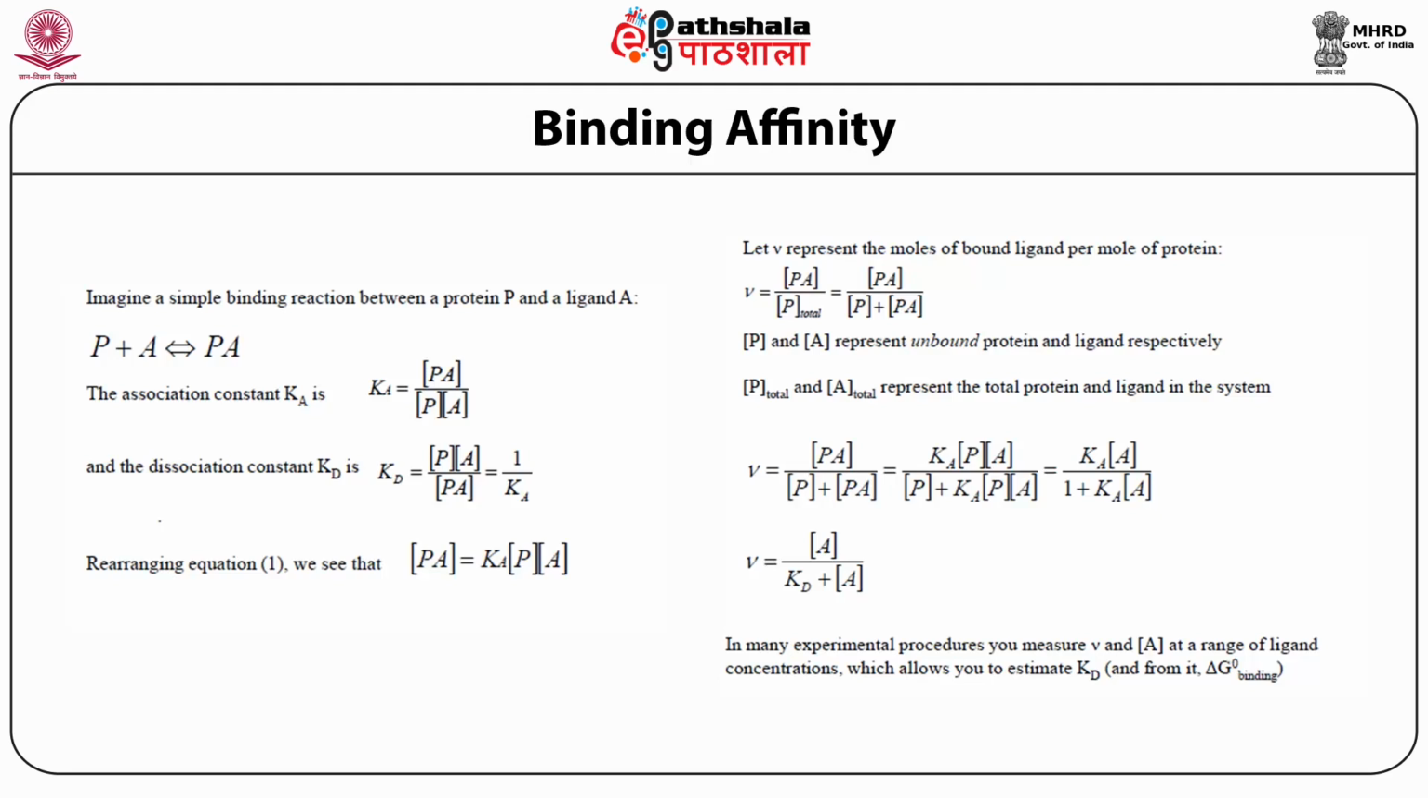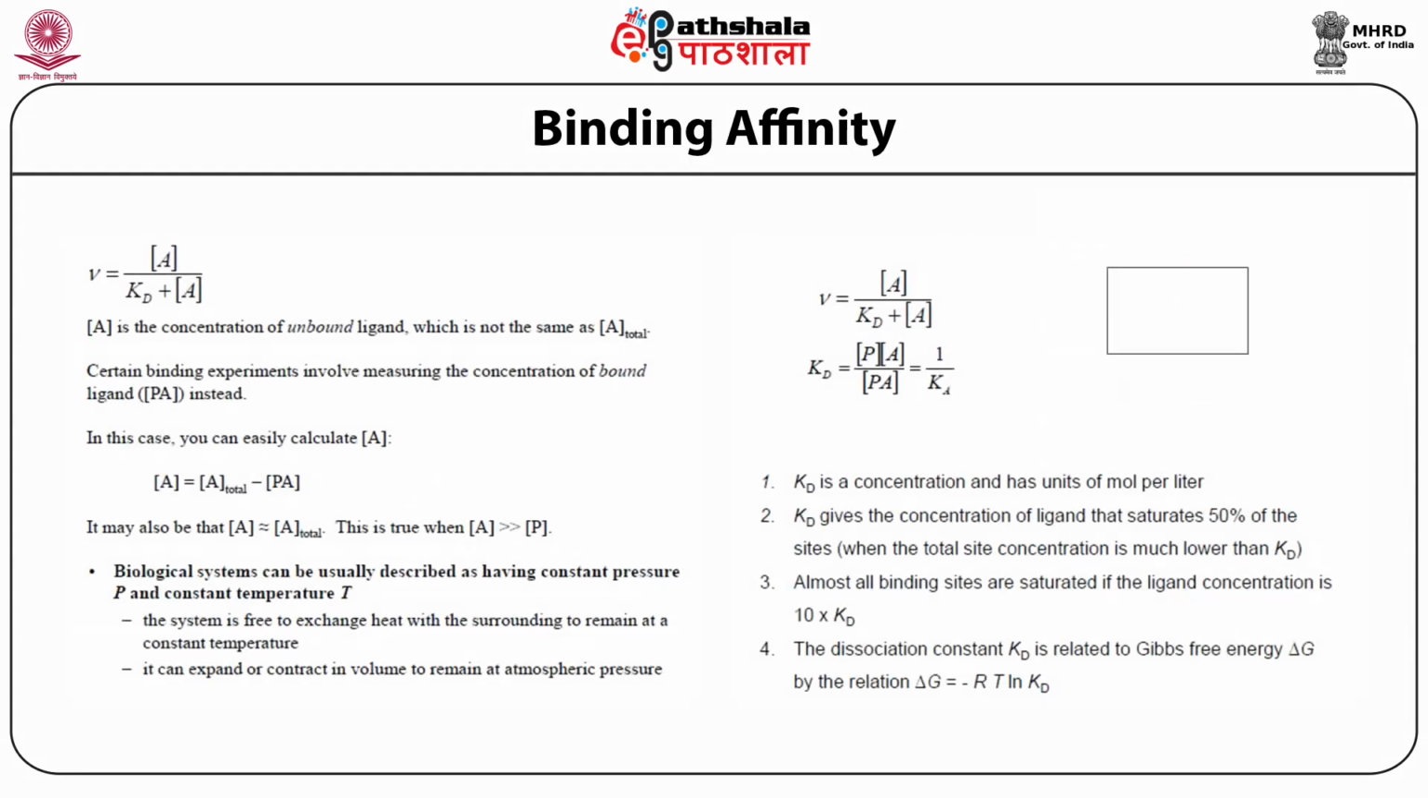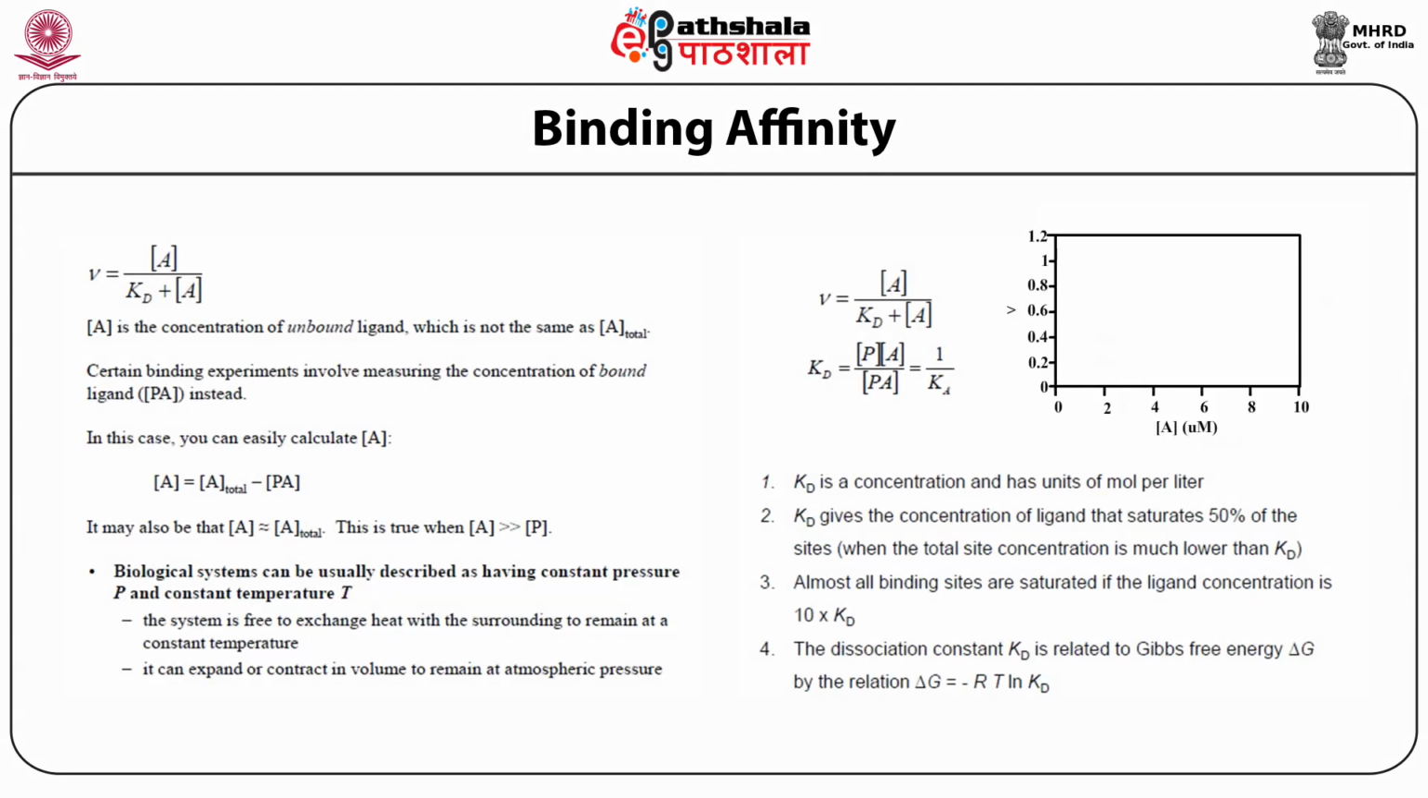In many experimental procedures, we can measure velocity V and A at a range of ligand concentrations, which allows you to estimate the value of Kd, and from it you can calculate the delta G of the binding as well. It represents the binding affinity, where V equals A divided by Kd plus A. A is the concentration of unbound ligand, which is the same as the total ligand concentration.